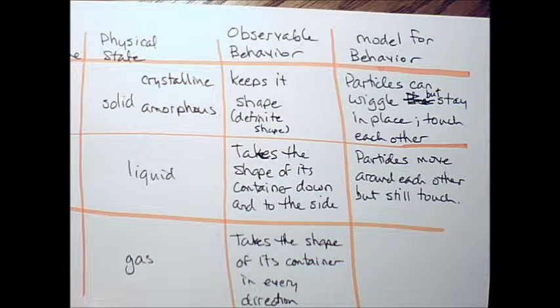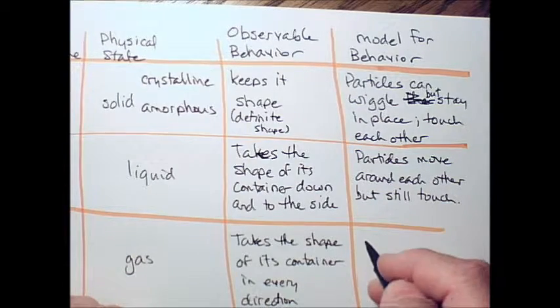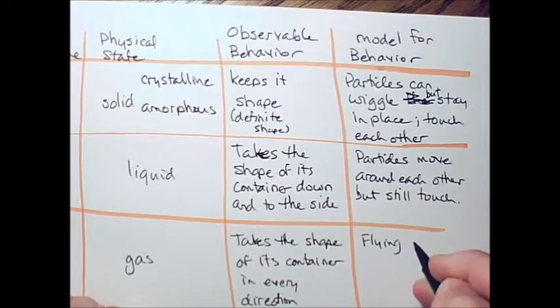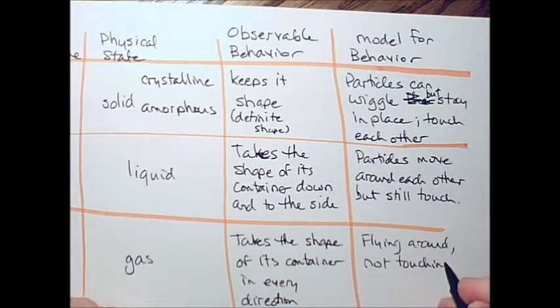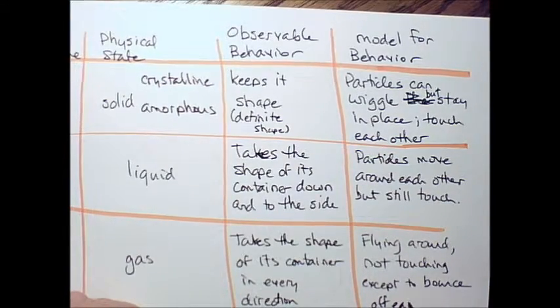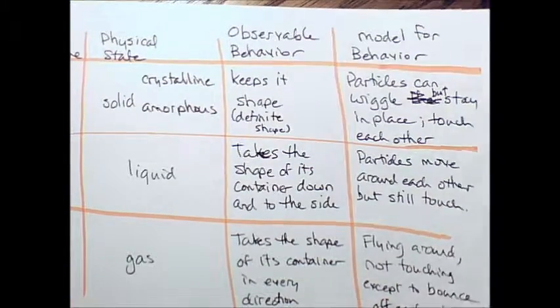And what is the model for the behavior? How are the particles actually arranged to give it that property we can observe? They don't touch each other, they just bounce off each other. For the most part they are not touching each other. They're flying around, and if they do touch, they just bounce off. So the structural particles are flying around, not touching except to bounce off each other. Any questions about that part?